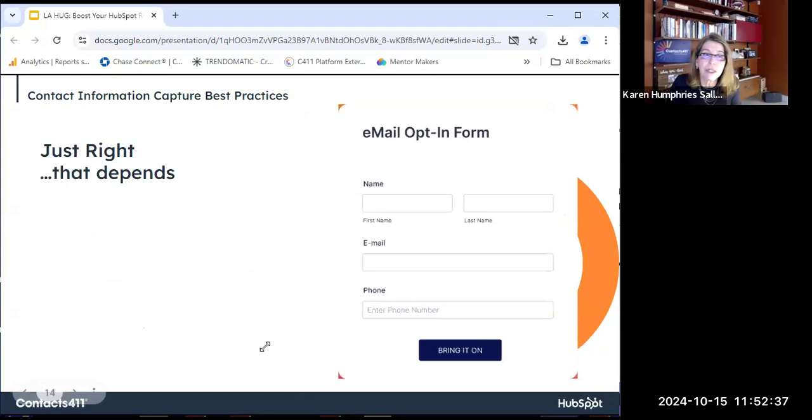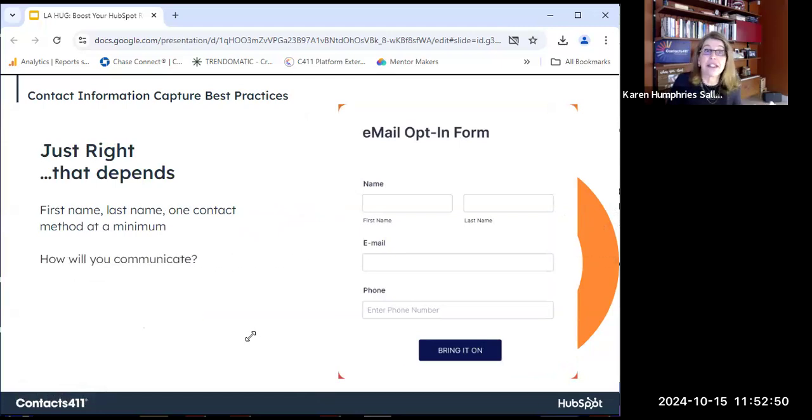And just right really depends on you, right? First name and last name and one contact method at a minimum. So again, that depends on, are you going to send a birthday gift or an offer? If you're not, don't ask for it because you're setting an expectation. But if you are, do. But how are you going to communicate? Are you marketing via SMS? If you're not, don't ask for mobile. Why do you need it?